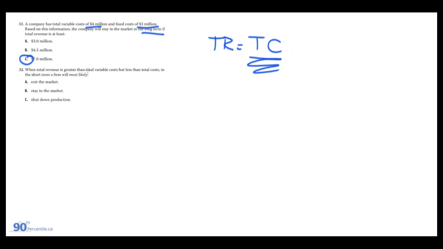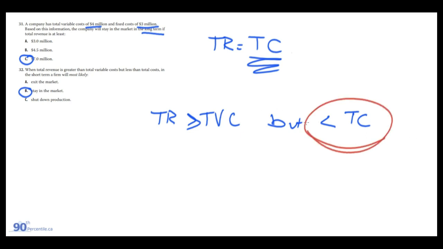Next, when total revenue is greater than total variable cost, but less than total cost, in the short term, a firm will most likely, remember, they're going to stay in the market because at least their revenue is greater than their variable cost, which they control, but the total cost, which is comprised of fixed costs, we do not control. So in the short term, this doesn't matter to us as long as we're recuperating our variable costs.